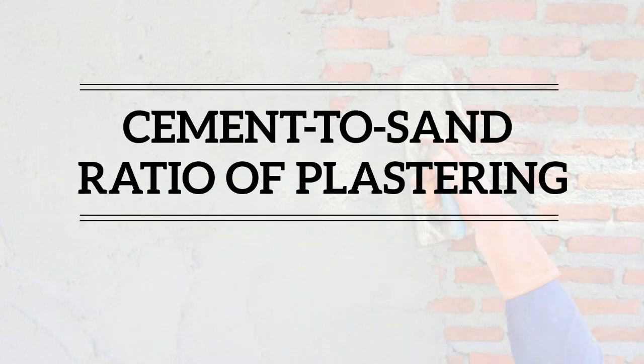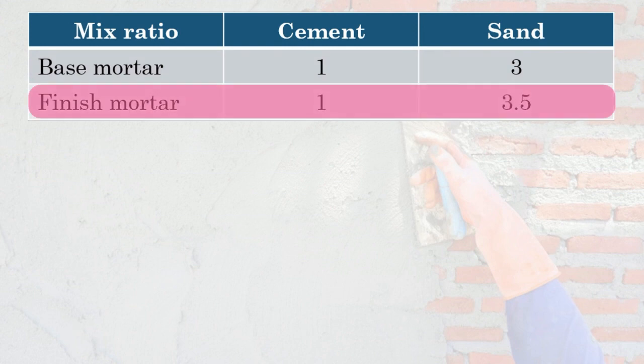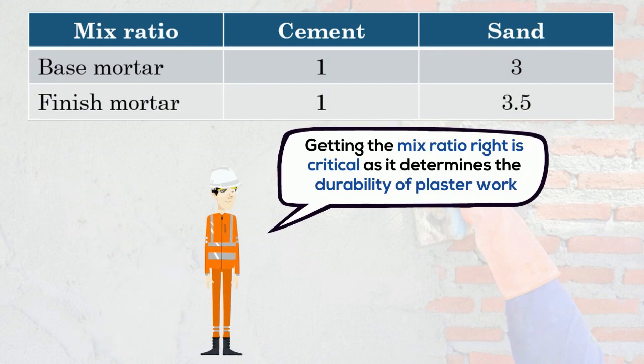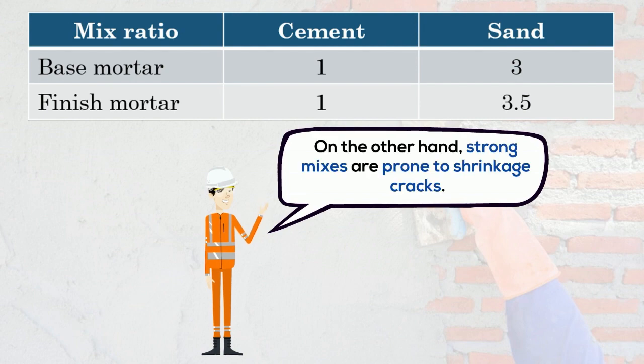Cement to sand ratio of plastering. The cement to sand ratio for base mortar is 1:3. Meanwhile, for finish mortar it is 1:3.5. Getting the mix ratio right is critical, as it determines the durability of plaster work. If the mix is too weak, plaster can crack quickly and may not adhere to the wall properly. On the other hand, strong mixes are prone to shrinkage cracks.